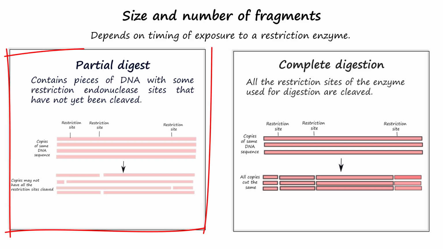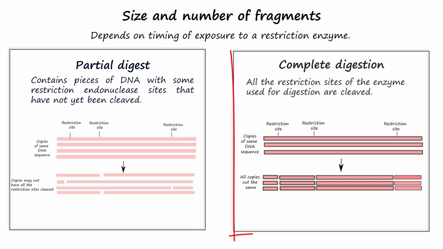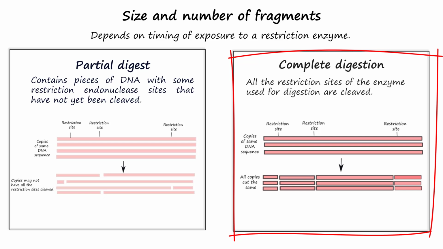A partial digest is a restriction digest that has not been allowed to go to completion and thus contains pieces of DNA with some restriction endonuclease sites that have not yet been cleaved. On the other hand, a complete digestion has all copies of the DNA present cleaved at all the restriction sites of the enzyme used for digestion.